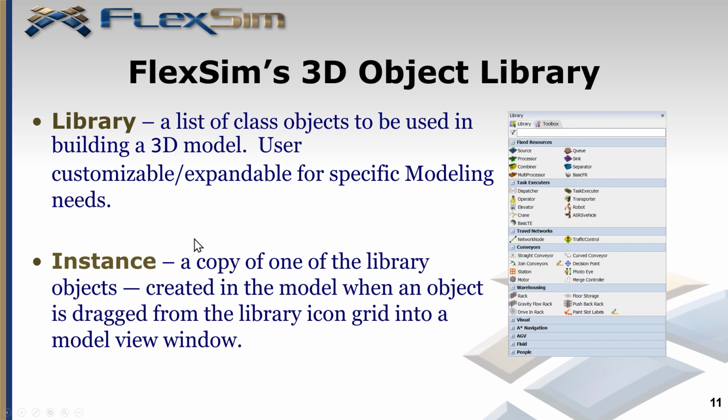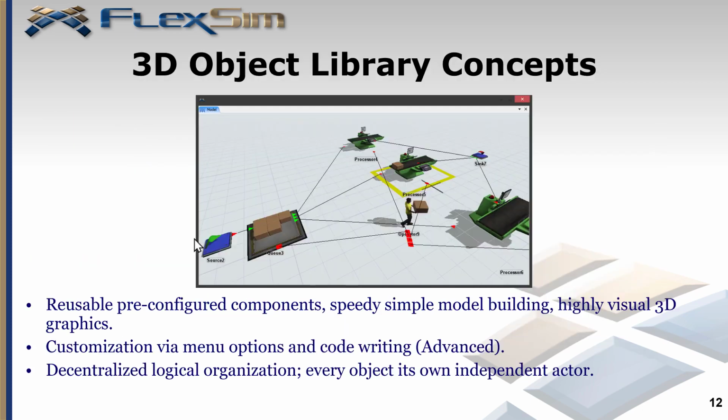An instance is a copy of one of the library objects. It's created in the model when an object is dragged from the library icon grid into a model view window. 3D objects are reusable, pre-configured components. They're speedy, simple, easy to use in model building, and highly visual. They are customized with menu options or code writing.